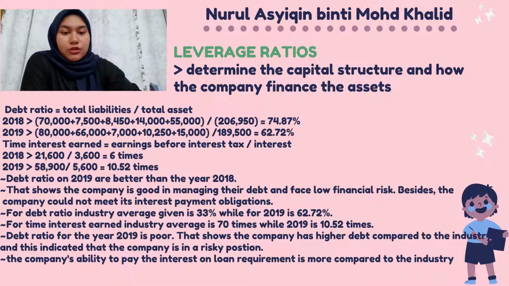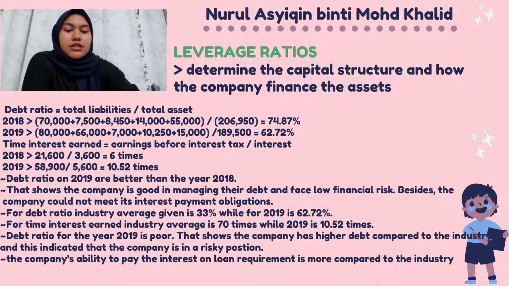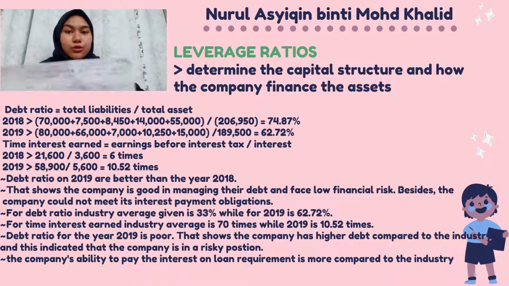Then for 2019, total liabilities 80,000 plus 66,000 plus 7,000 plus 10,250 plus 15,000, divided by 189,500, equals 62.72%.